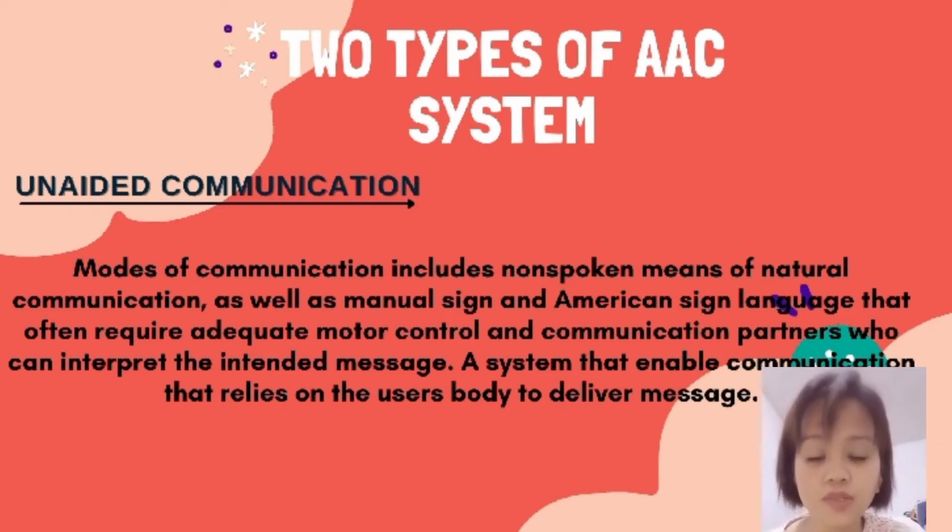Unaided communication is a system that enables communication that relies on the user's body to deliver the message, vocalization and speech attempts, as well as gestures and body movements that are used and understood by most people, such as facial expressions, locking eyes, pointing, and other common gestures. Individualized signals may be understood only by familiar people.